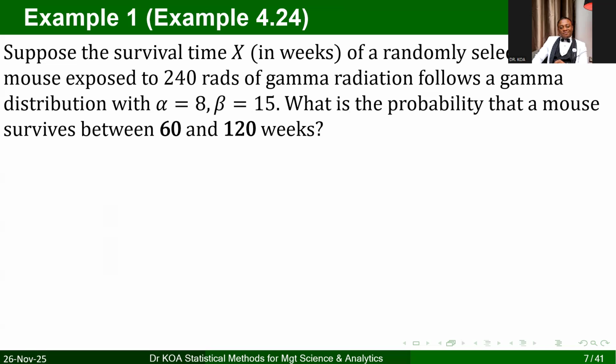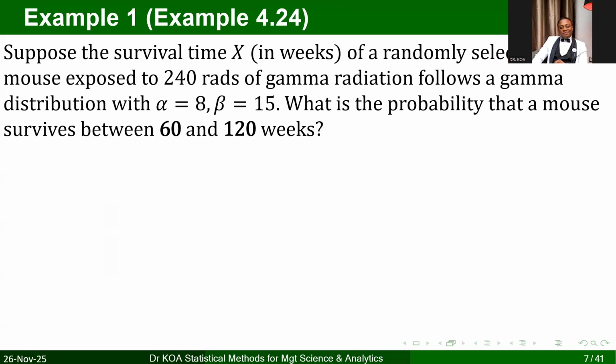But in this question, it was so obvious that you were even told that it is gamma distributed. And that whole thing itself is gamma radiation that was given to the mouse. So clearly, this exhibits gamma radiation. Now you're being asked, if I pick a particular mouse at random, what is the probability that that mouse is going to survive between 60 to 120 weeks?